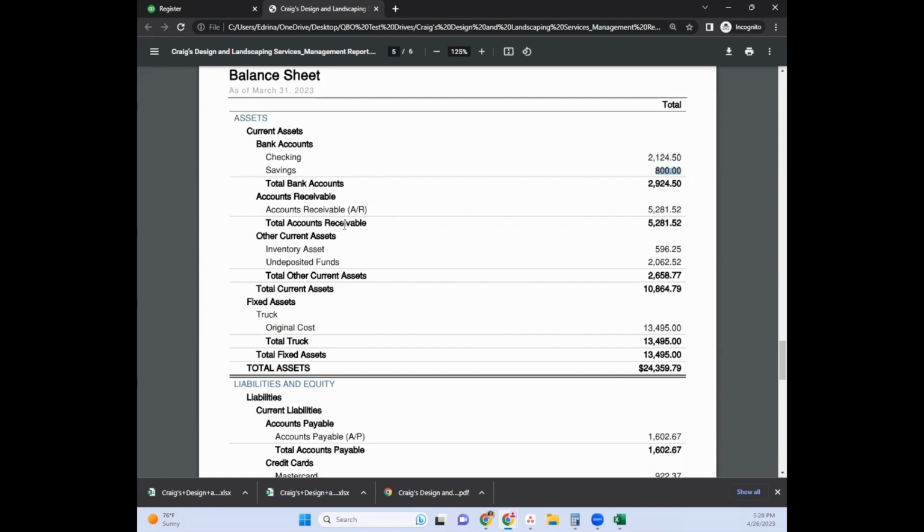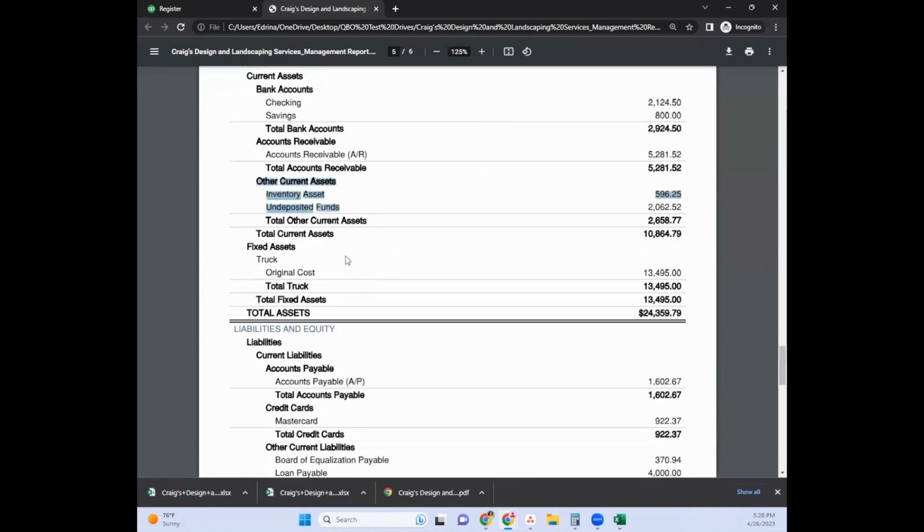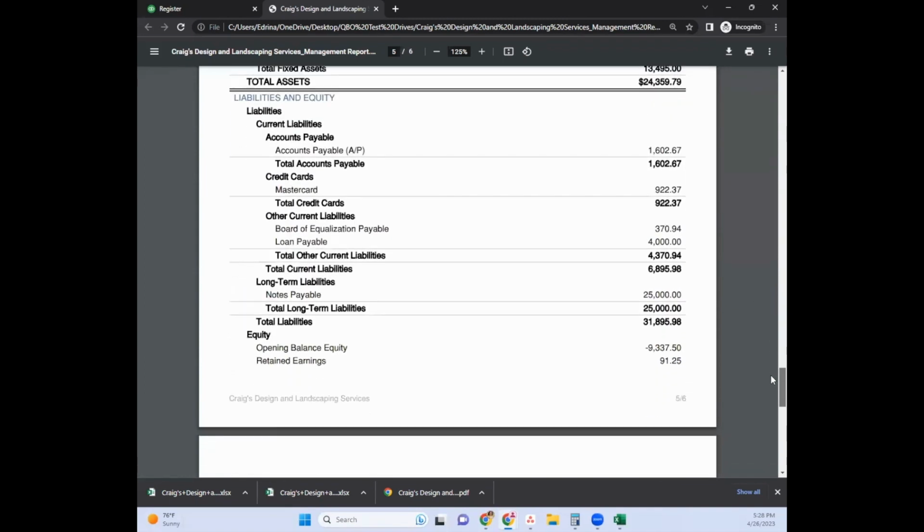So this is all your assets. So this is current assets, which means it's just liquid cash, other current assets like inventory and that undeposited funds account, and then your fixed assets, of course. Now, the bottom section is your liabilities and equities. Now, under liabilities, this is kind of like the accounts payable account is what you owe.